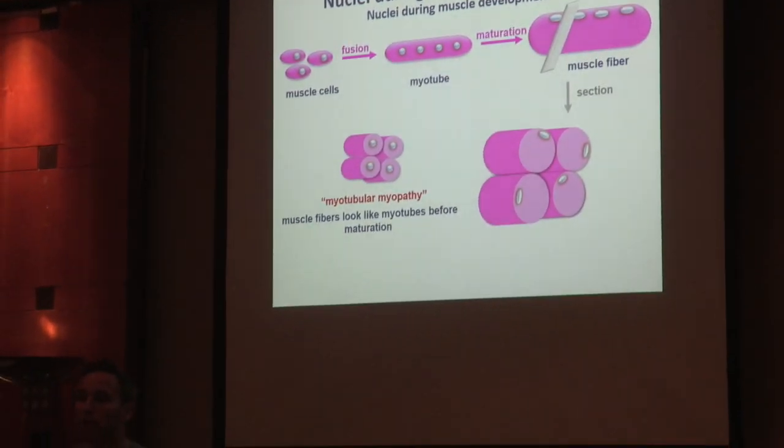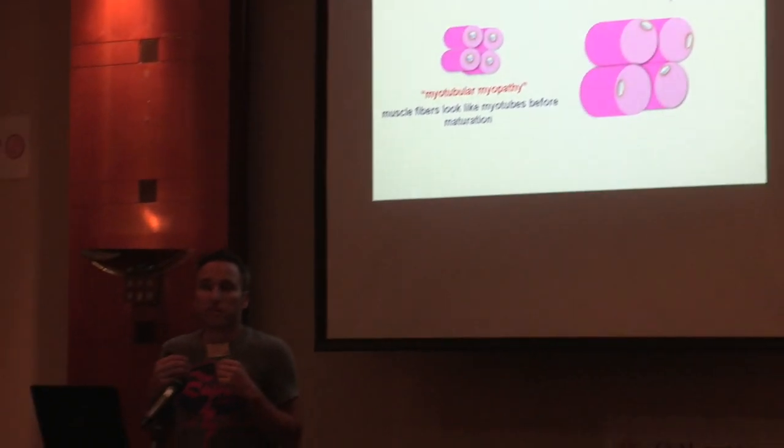But myotubular myopathy and central nuclear myopathy is the same. In the scientific world, we use only the term central nuclear myopathy. So it's the same disease, myotubular myopathy, central nuclear myopathy. But we use only central nuclear myopathy. Okay? But it covers also myotubular myopathy.